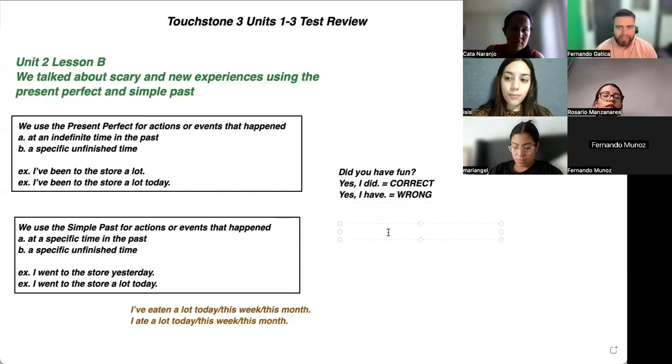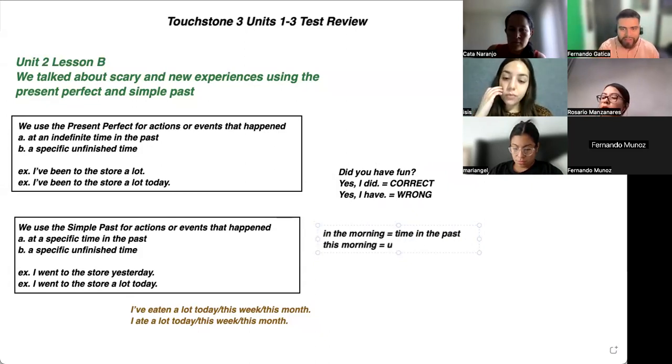Class, if I say in the morning, is that a finished time? Is that a time in the past, or is that an unfinished time? It's a finished time. It's a time in the past. Ahora, si dijera esta mañana, this morning, then no, because right now it's the morning. This is an unfinished time.